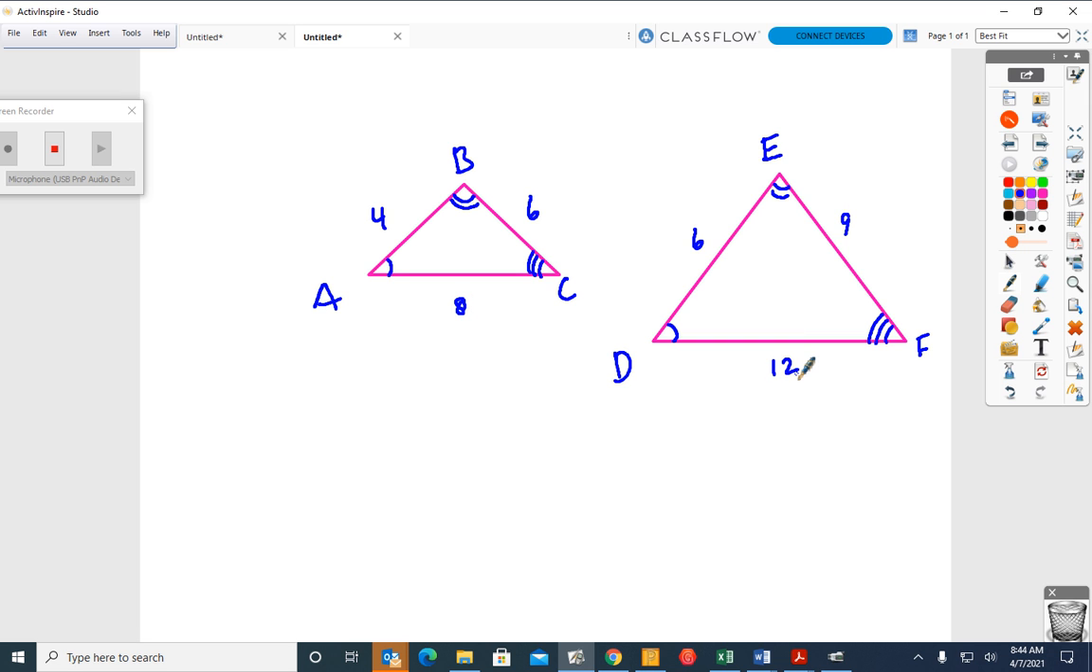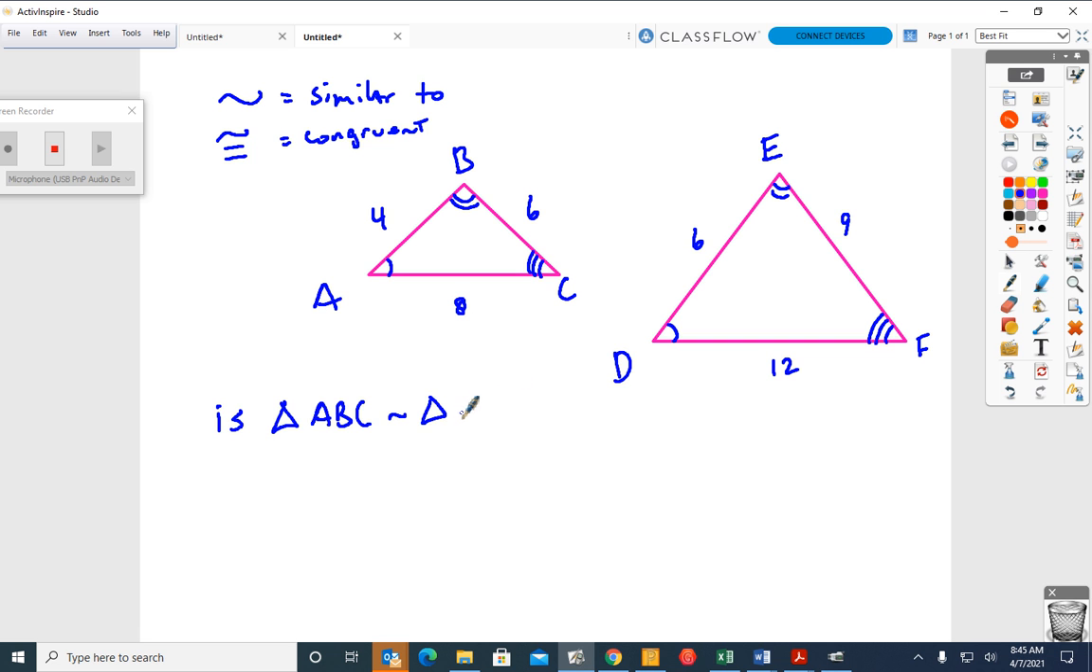Okay. And let's say the question is: triangle ABC similar to triangle DEF? Now, when you see this sign right here, what does this mean? Similar to. Okay, does anybody remember what this sign means? Congruent. Okay, this means congruent. So is triangle ABC similar to triangle DEF?